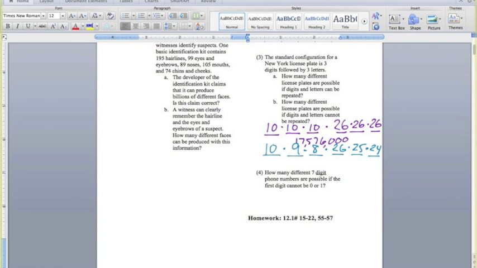And we get a lot, still 11,232,000, but that is 6.3 million fewer license plates. So that's a small alteration to make, and it actually cut out a whole lot of options. Questions?